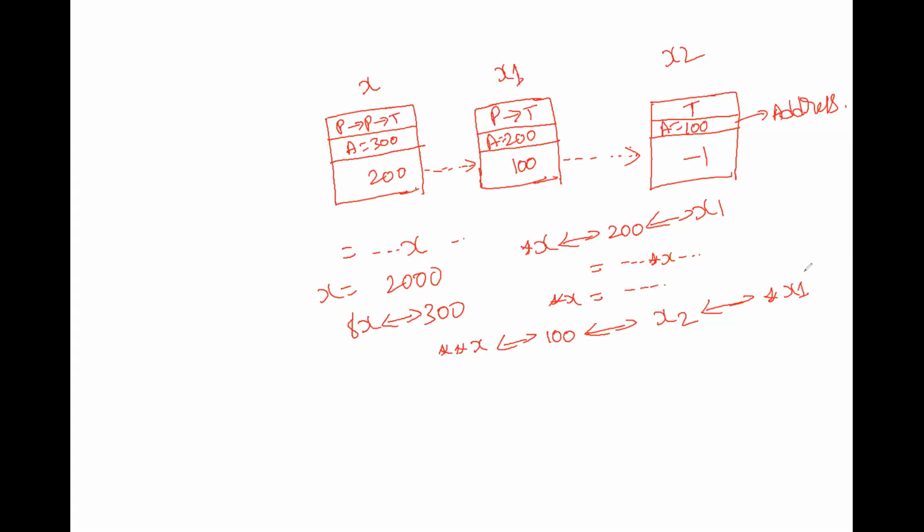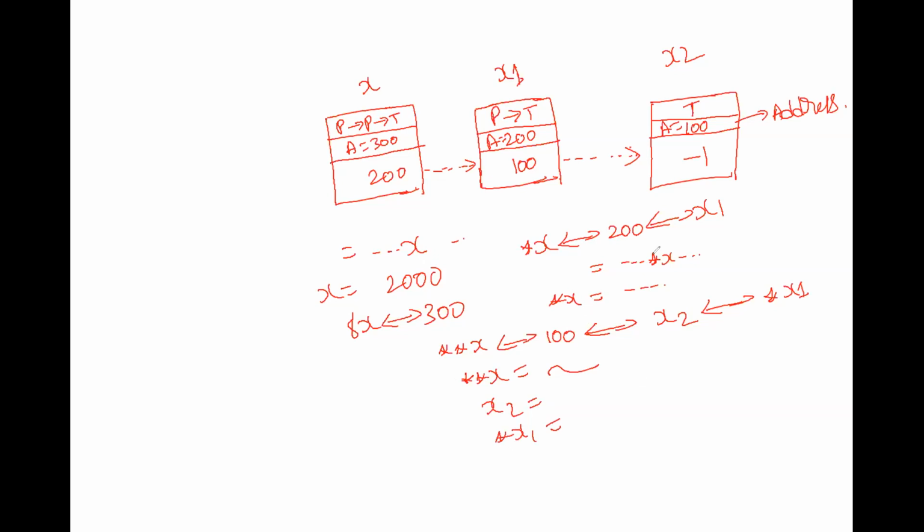So when we use the memory address 100, x2, star x1, star x, these are all aliases of each other. So when you say star x is equal to something, this location gets updated. Whatever is there gets modified. Similarly, when we say x2 is equal to something, both these statements are equal, or star x1 is equal to something, the effect will be the same.